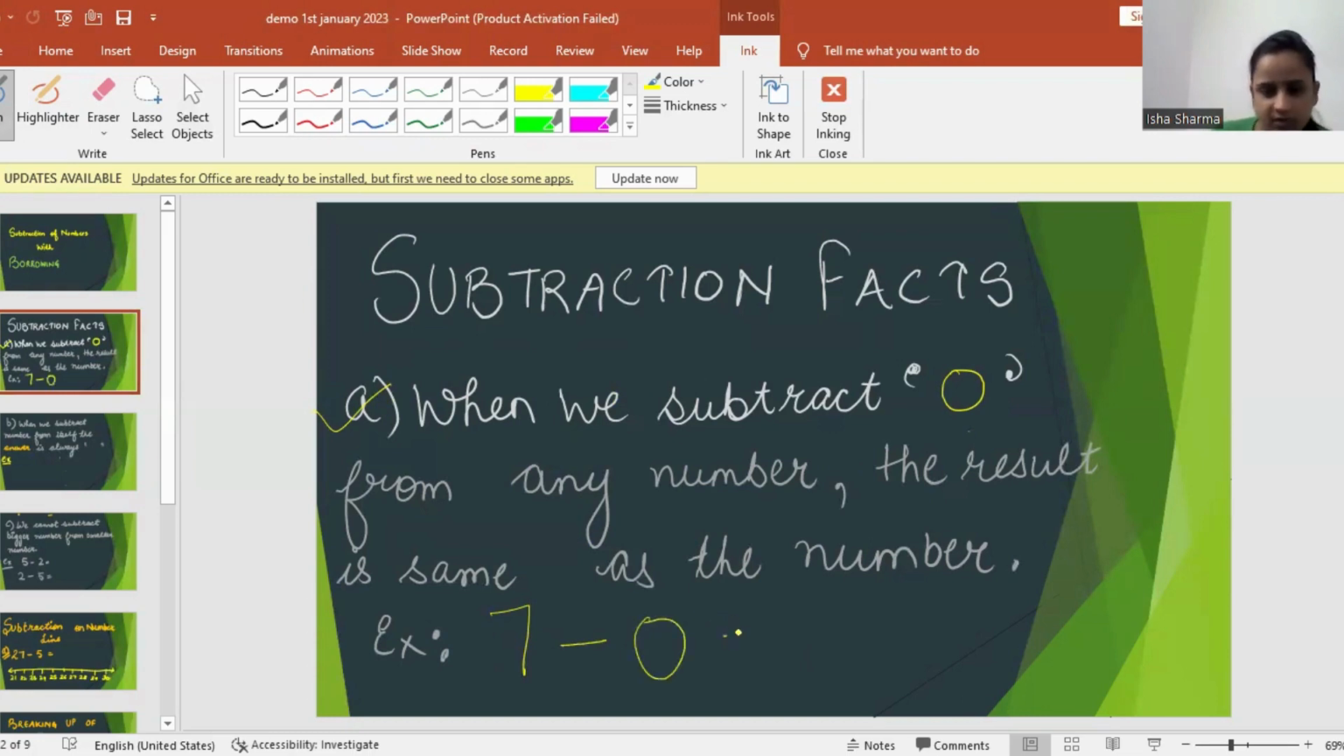Subtracting 0 from 7, the answer will be the same. Let's take another example. Let it be 9. If I subtract 0 from 9, the answer will be 9. So this is the very first subtraction fact, right?